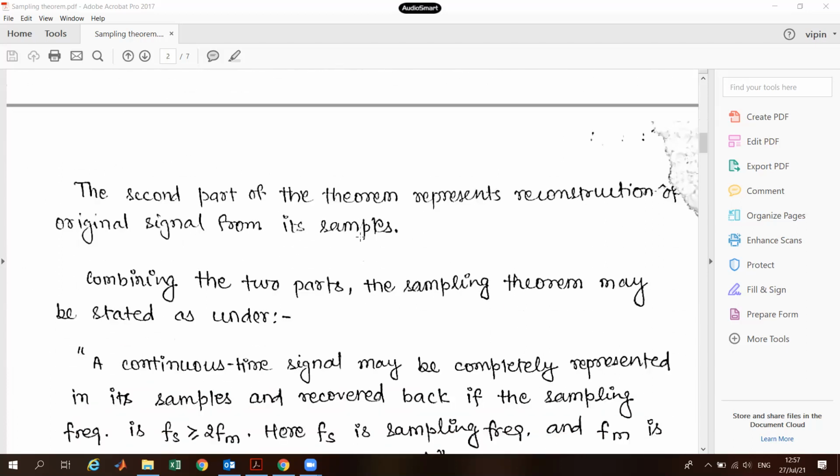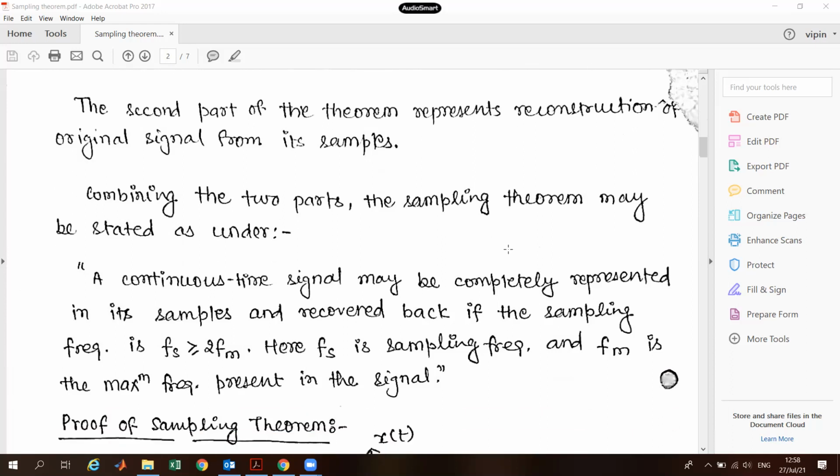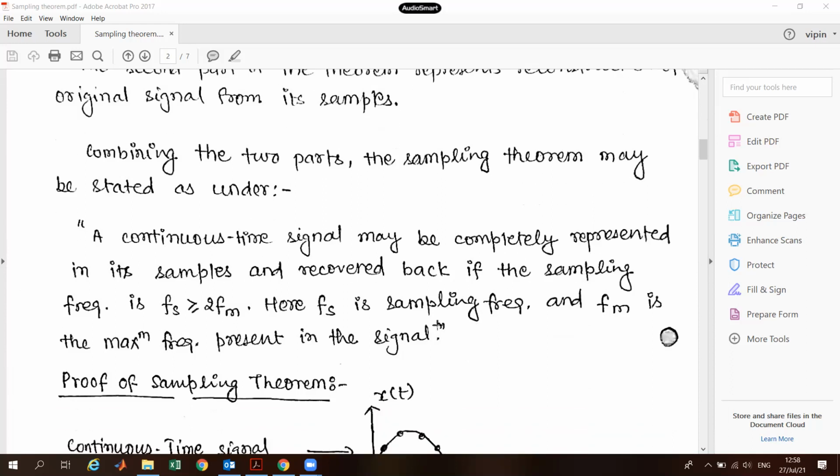The second part of the theorem represents the reconstruction of the original signal from its samples. Combining the two parts, the sampling theorem may be stated as follows: a continuous time signal may be completely represented in its samples and recovered back if the sampling frequency Fs is greater than or equal to twice Fm. Here Fs is the sampling frequency and Fm is the maximum frequency present in the signal.